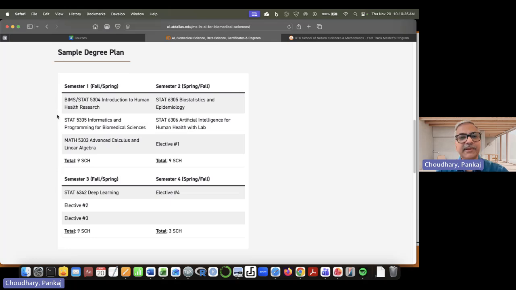So here is a sample degree plan that the students are expected to follow. So you can start in a fall semester or in a spring semester. I mean, right now, there is no option to start in a summer semester. So you can only start in a long semester, which means either fall or spring. So this program assumes that you can start either in a fall semester or in a spring semester.